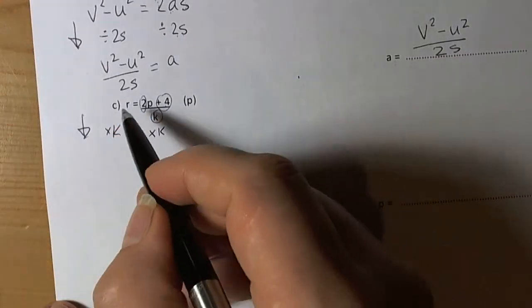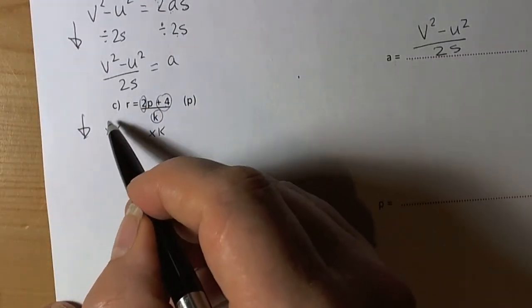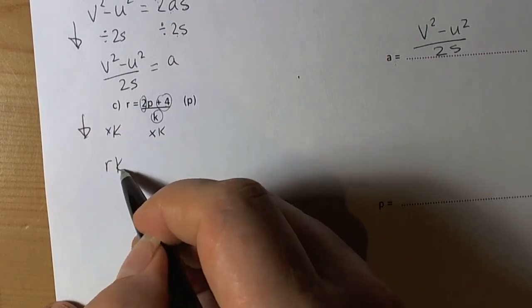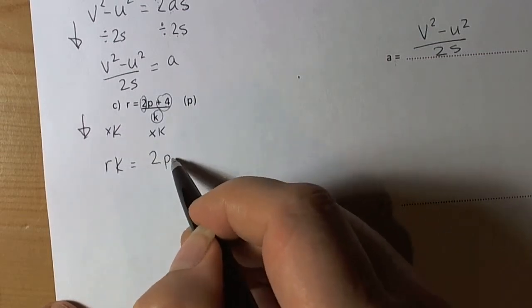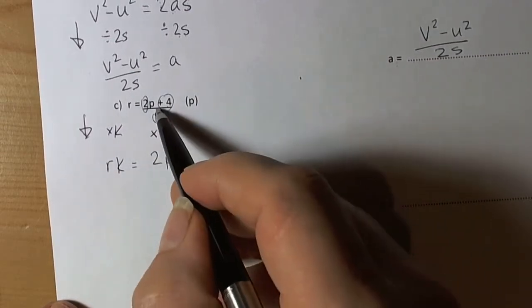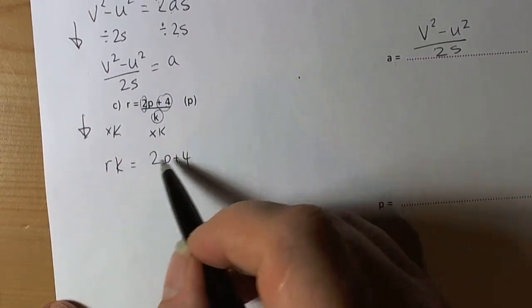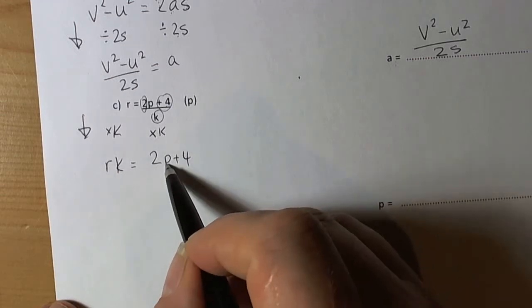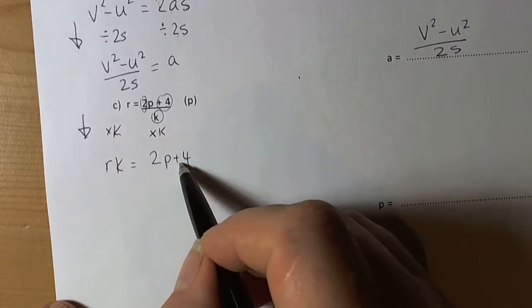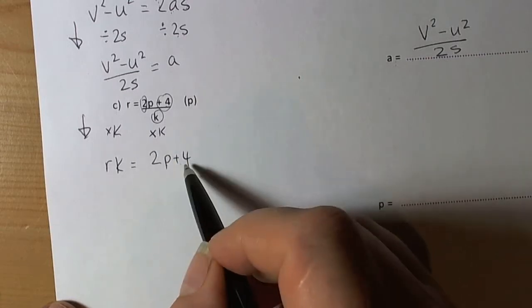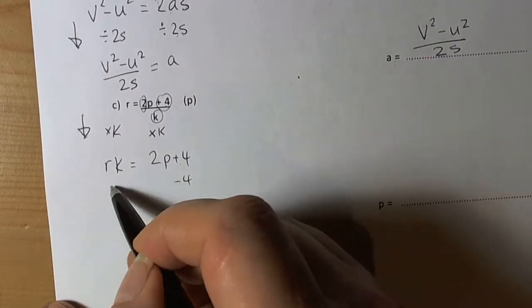Again, coming top down, write what you see. So we've got r times k, which is rk, and that equals 2p plus 4. So we've got the fraction part moved first, the denominator part moved first. Then we've got to think about, I want p as the subject. So this is a term not next to the subject letter, or not attached to the term with the subject letter in it. So we do the take away 4 next.